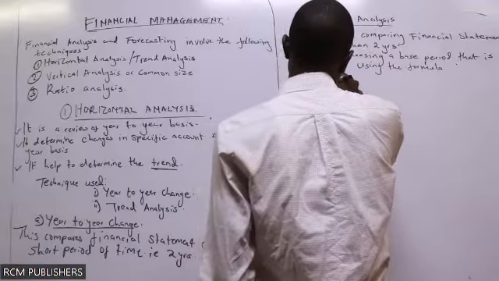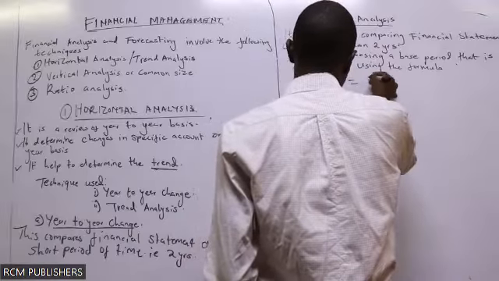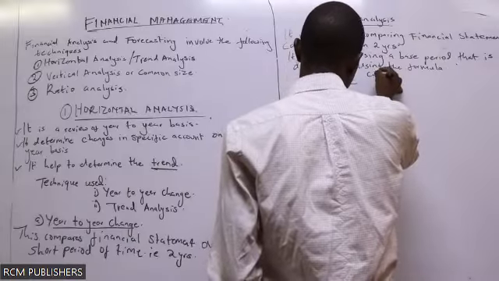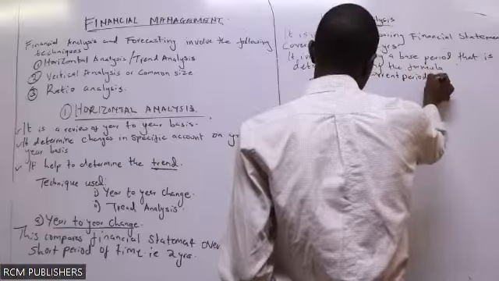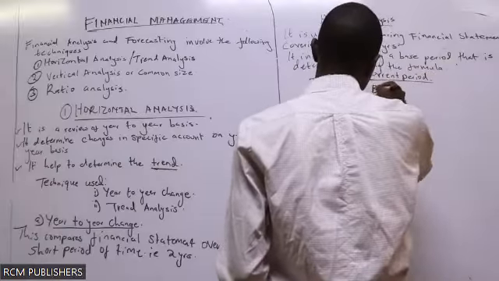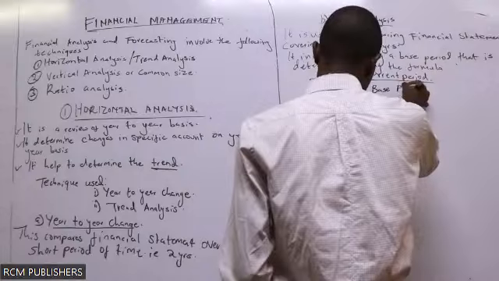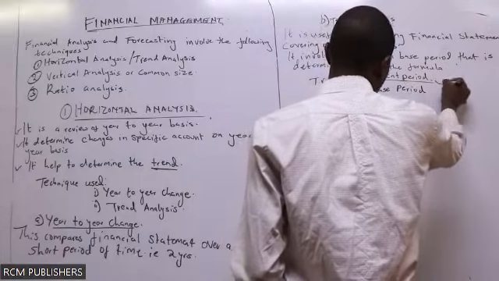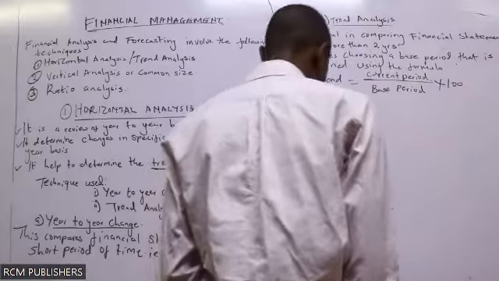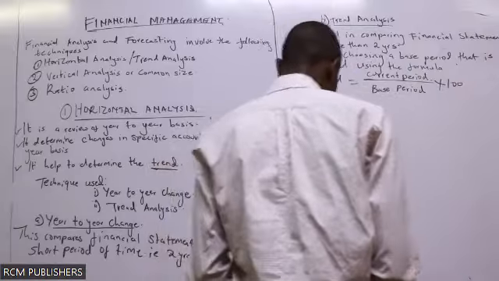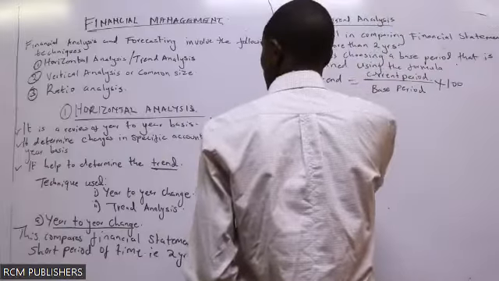So trend will be the current period divided by the base period, then you multiply by 100. Let's go to number 2.